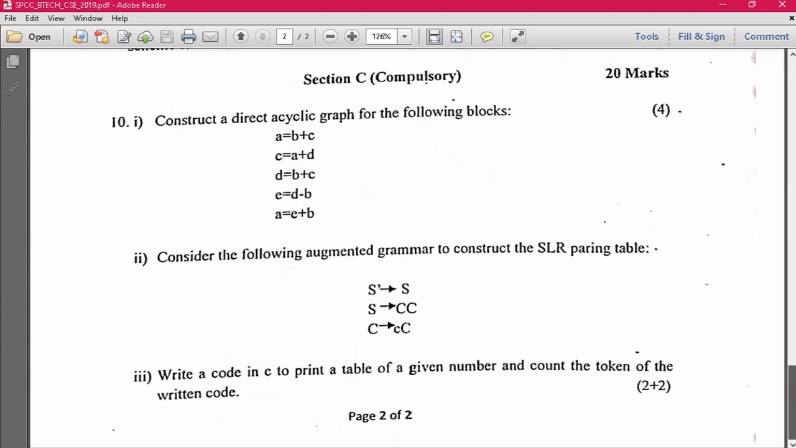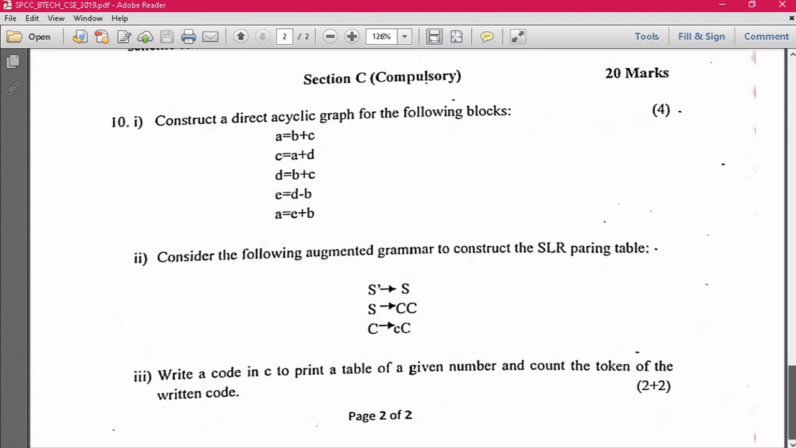And finally, coming to Section C, which is of 20 marks. This part is 4 marks, this is also 4 marks, so the remaining is 12 marks. Here you have to make a DAG, directed acyclic graph, for this particular code. And in the next question, you have to make the SLR parsing table. Simply the table is required. And then here you have to write a C program for the given token: write a code in C to print the table of a given number, and then you also need to count the number of tokens.